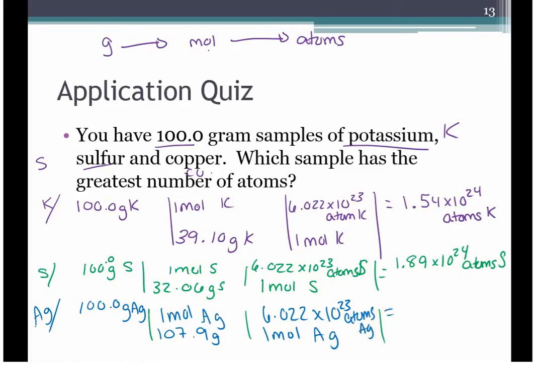So in our calculator, we have 100 times 6.022 times 10 to the 23rd divided by 107.9. And you get 5.58 times 10 to the 23rd atoms of silver.